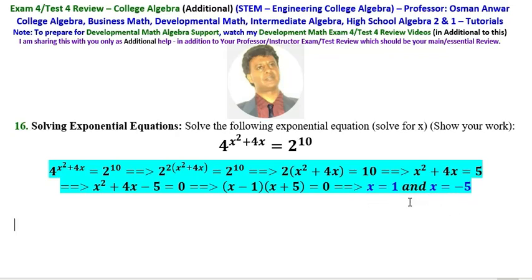And sure enough, if you plug in 1 here, 1 squared is 1, 4 times 1 is 4, 1 plus 4 is 5, then 4 to the 5 is equal to 2 to the 10. The same if we do minus 5 will be the same.